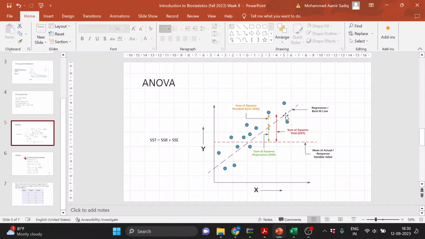Sums of squared error is the distance from the line to the data point itself. For example, this length of orange arrow here. You have to get the square of that and add all of those. That's the sums of squared residual. This is the variance that is not explained by the model. Now, what do I mean by this?